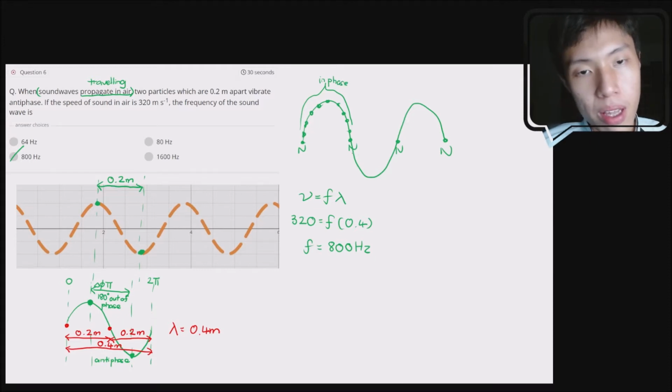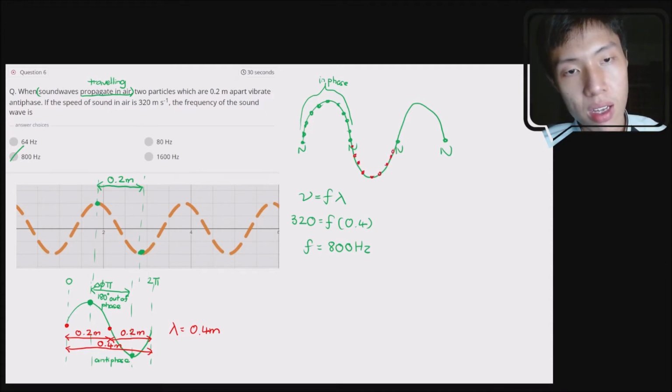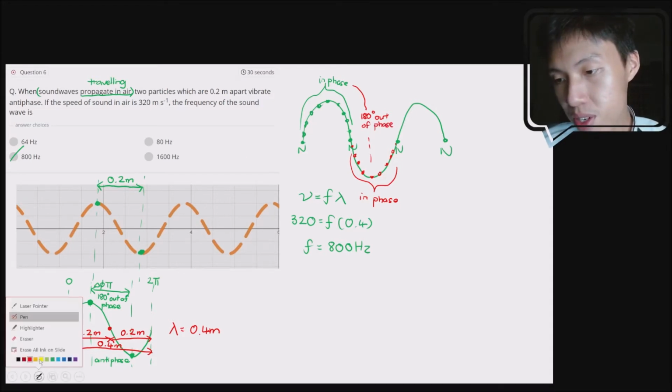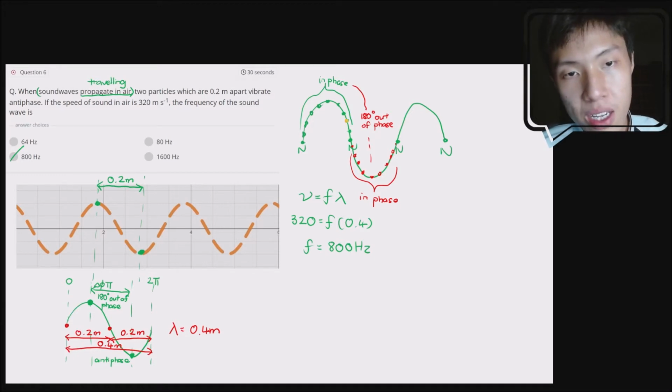Then everything on the next pair of nodes, everything in here, is in phase as well. But between this phase and this phase, it is 180 degrees out of phase. So what I am trying to say here is that for a standing wave, if you pick any particle on the left hand side of a node and compare with any particle on the right hand side of the node, you see that they are always 180 degrees out of phase.